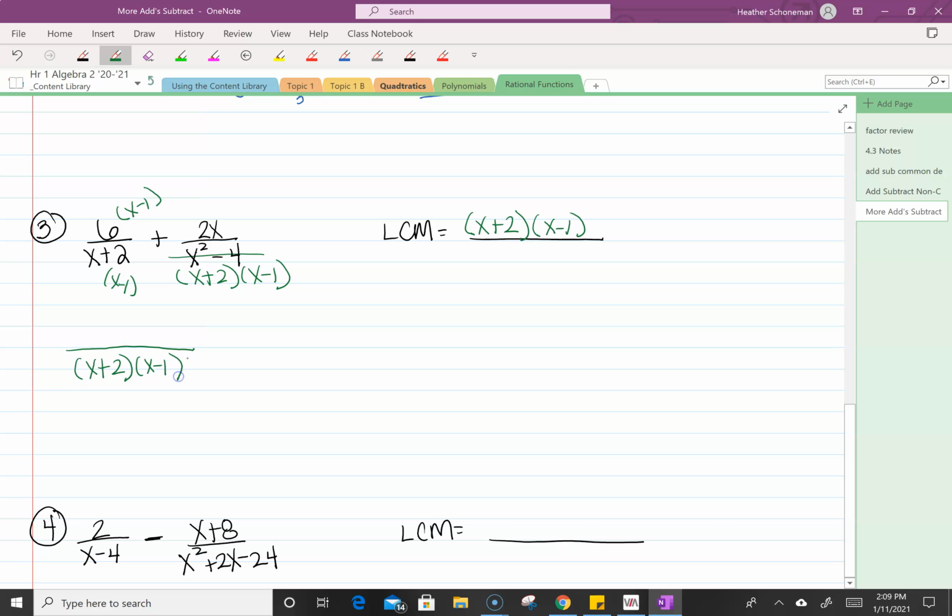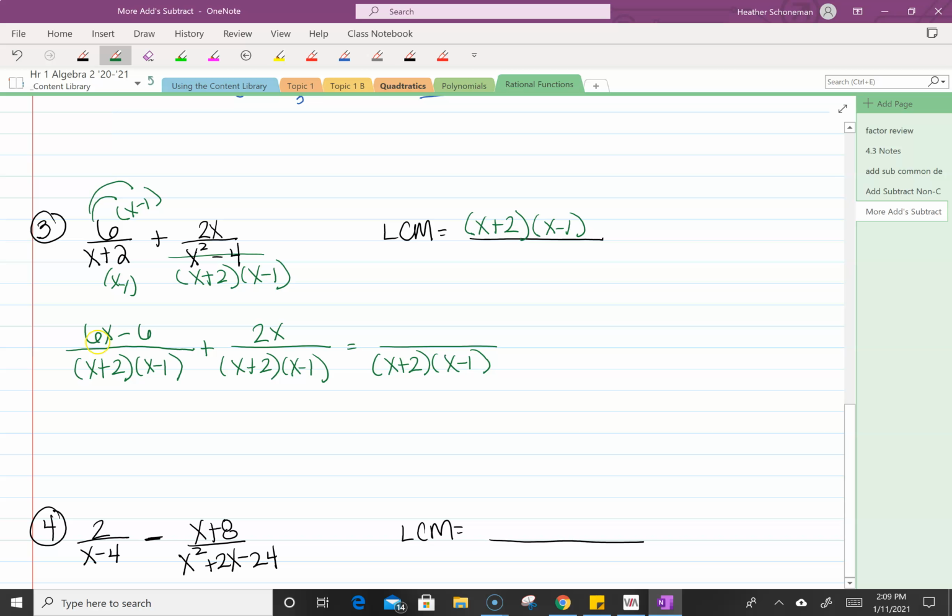Once you get that least common multiple, then there's not going to be much to do with the denominators anymore. But the numerator, I've got to distribute the 6. So I'm going to have 6x minus 6. Plus, over here, I have 2x, and then x plus 2, x minus 1. So now that both fractions have the same denominator, now I can add them together. So I'm going to get x plus 2, x minus 1.